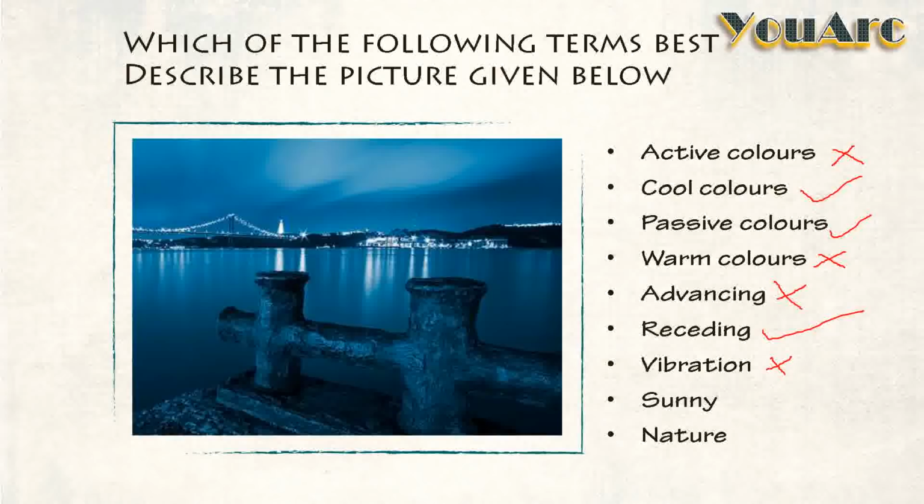Sunny, no, it is not sunny. I think it's a night image, right? So it's nature. Yes, we have a natural element like water and other things. So the answer is cool colors, passive colors, receding colors, and nature.